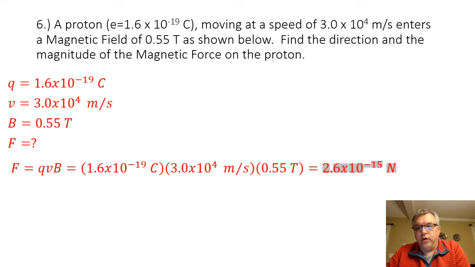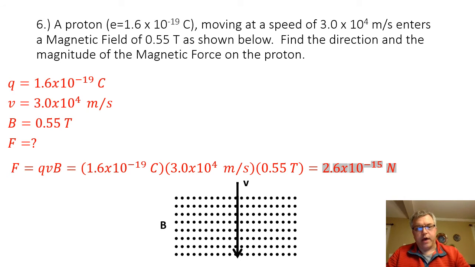Now let's take a look at the direction of the force. I know that my magnetic field, B, which is represented by B here, is shown as these dots. And these dots are telling me that the magnetic field is oriented in the positive Z axis. In other words, it's coming out of the screen, coming toward me. And I know that the velocity is in the negative Y direction.